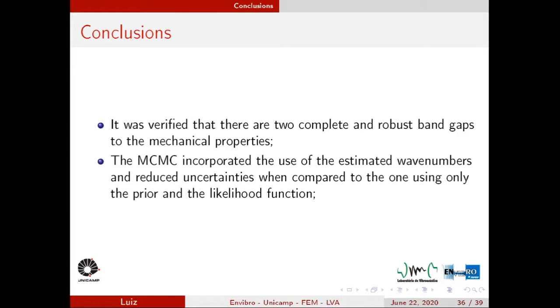The conclusions of the present research are that there are two complete and robust band gaps for the proposed mechanical properties variability and for the proposed structure. And the proposed MCMC algorithm incorporates the use of the wavenumber values and reduces uncertainties when compared to the one using only prior and likelihood function.